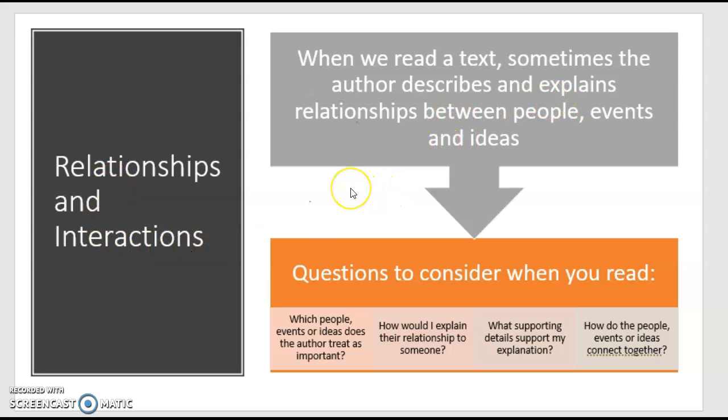So here's this slide again about the questions we needed to consider when we were reading. Which people, events, or ideas does the author treat as important? How would I explain their relationship to someone? What supporting details support my explanation? How do people, events, or ideas connect together?